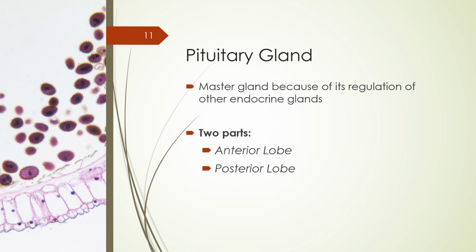The posterior pituitary receives neural stimulation, triggering the release of antidiuretic hormone and oxytocin. Antidiuretic hormone acts on the kidneys to promote water reabsorption, reducing urine output. Oxytocin stimulates uterine contractions during childbirth and milk ejection during breastfeeding.